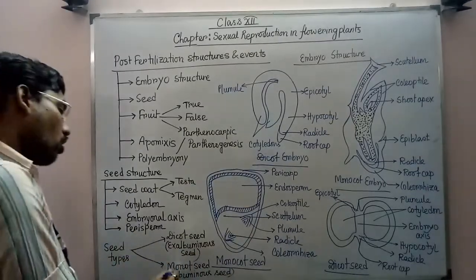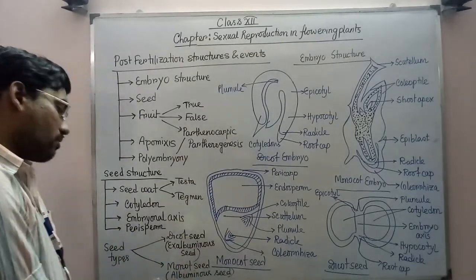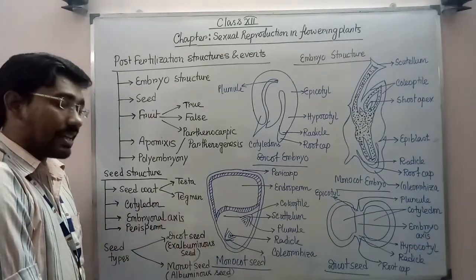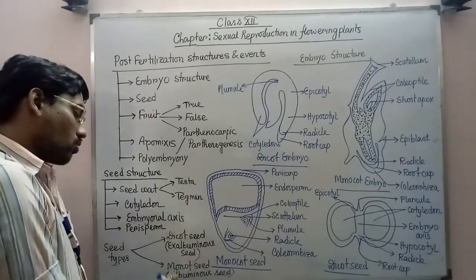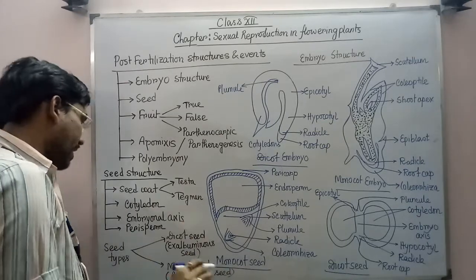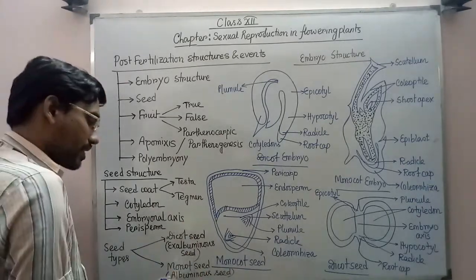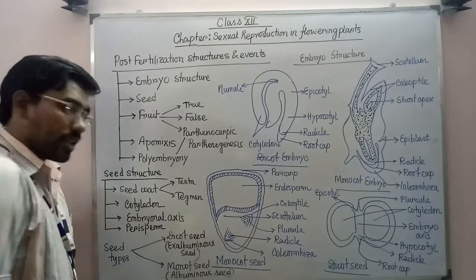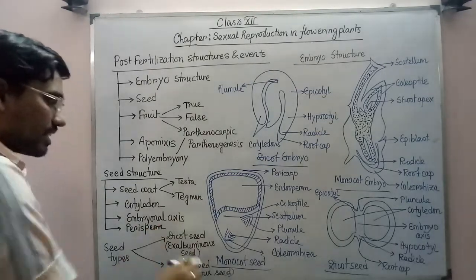Clear? But in a monocot seed, a single cotyledon is there, so endosperm should be there, because that is the added nutritional source for the growing embryo inside the seed. So a monocot seed always contains albumin protein or endosperm, which is why they are commonly known as albuminous seeds. So from here we can see the types.